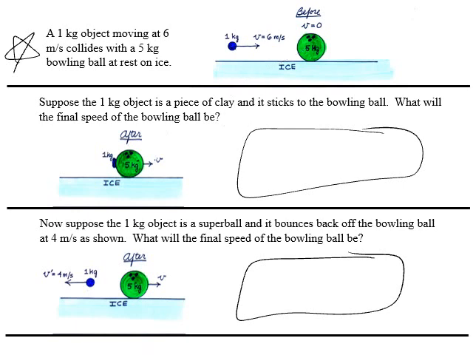The second question is, starting with the same beginning situation, a 1 kilogram object moving at 6 meters per second, but now we're going to assume it's a super ball, and that super ball, after it hits the bowling ball, bounces back at 4 meters per second in the negative direction. The question is then, what's the final speed of the bowling ball in that situation? Again, if you want to try that out, pause the video and try it yourself, then restart the video to see how you're doing.